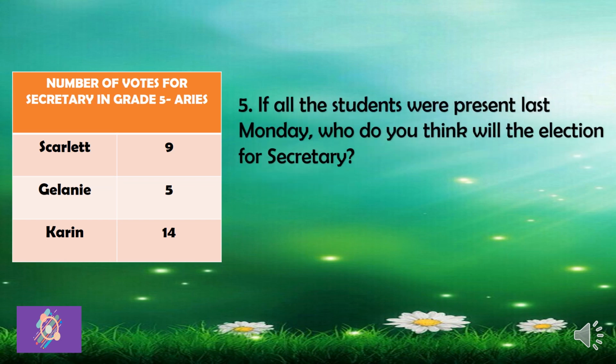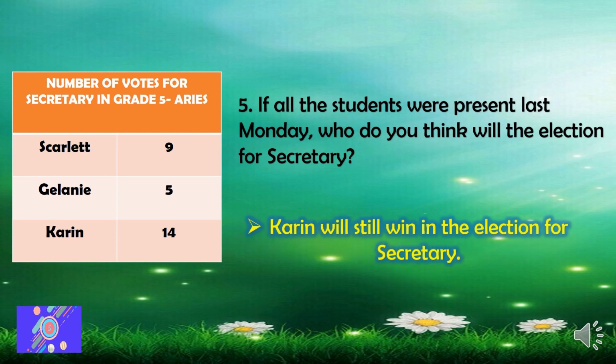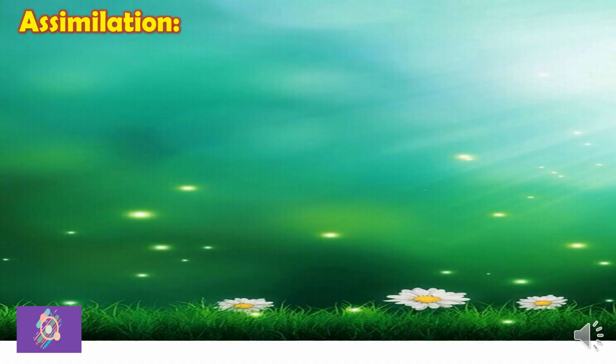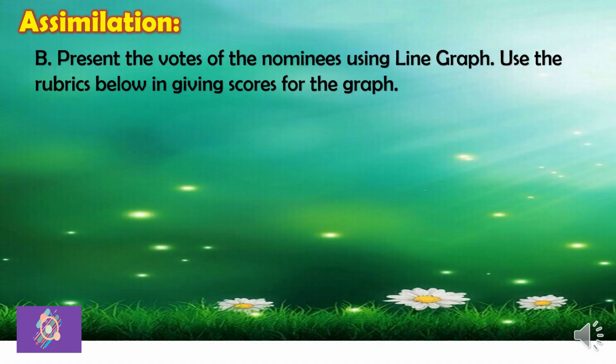And to continue for question number 5, if all the students were present last Monday, who do you think will win the election for secretary? Okay, so the answer is Karin will still win in the election for secretary. For the simulation, for letter B, present the votes of the nominees using line graph. Use the rubrics below in giving scores for the graph.